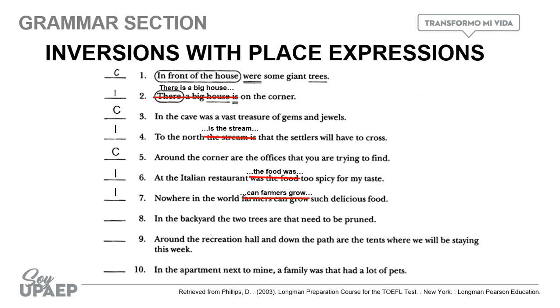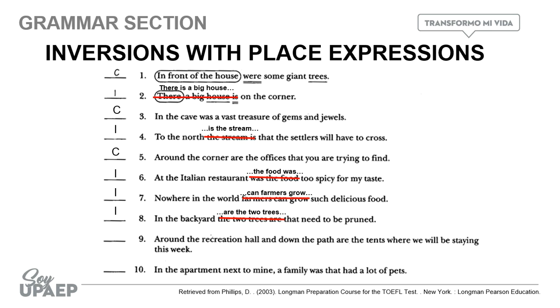Number 8, in the backyard, the 2 trees are that need to be pruned. This sentence is incorrect. You are starting with a prepositional phrase. The second clause doesn't make sense if you eliminate the prepositional phrase, so it should be, in the backyard are the 2 trees that need to be pruned. You need an inversion, okay?